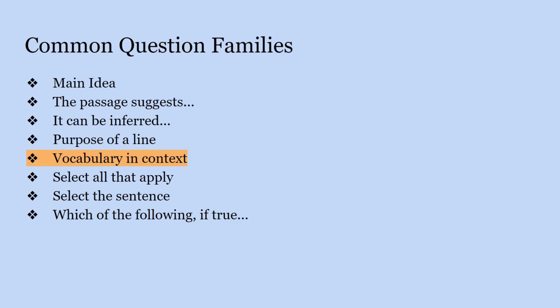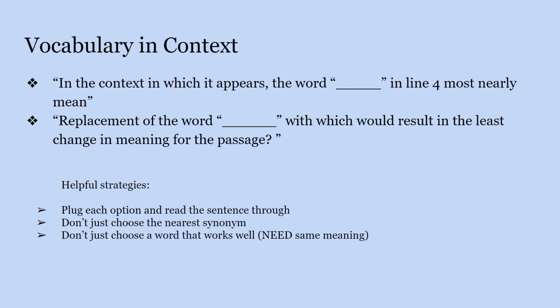Next up, we have vocabulary and context. This tends to be an easier question, and most people enjoy this one, but there are some mistakes that I've seen people make, and you don't want to throw away an easy point if you can help it. So how does this question look?